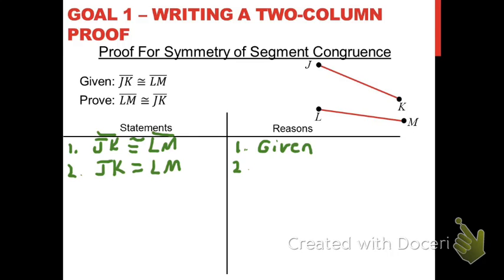Well, how do we know that when two segments are congruent that their lengths are equal? That's by the definition of congruent segments. If two segments are congruent, then their lengths must be equal. Alright, well, if the distance from J to K is equal to the distance from L to M, then the distance from L to M has to be equal to the distance from J to K.